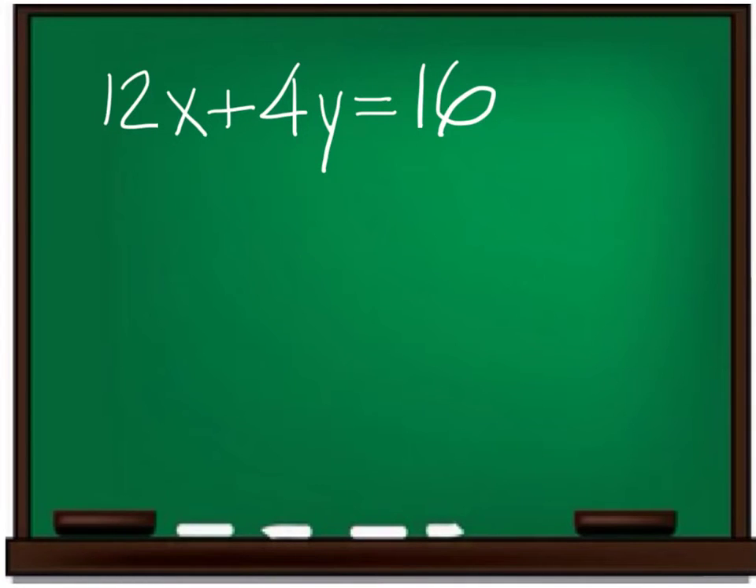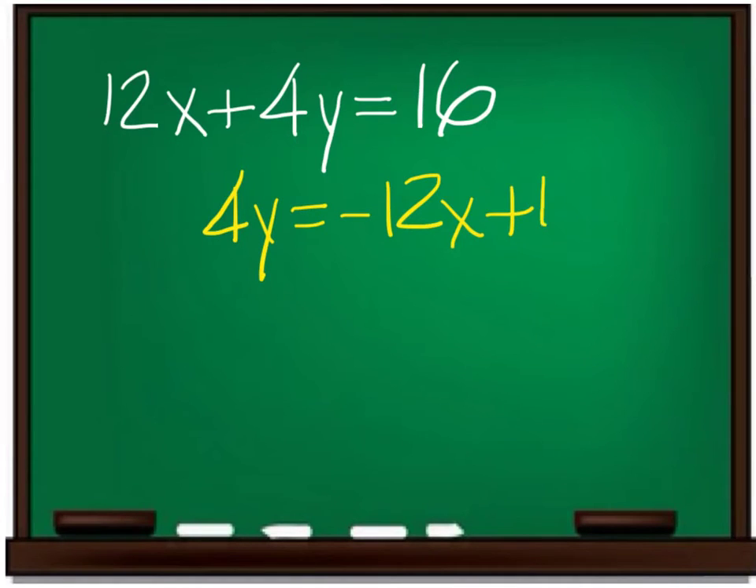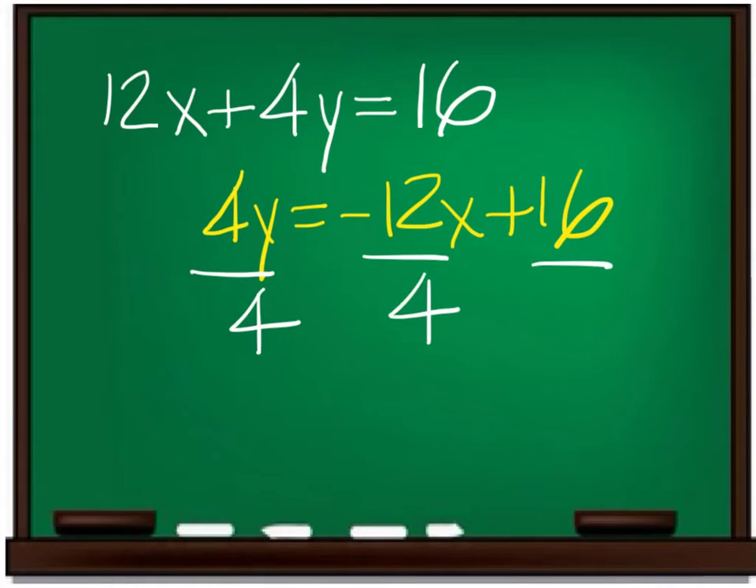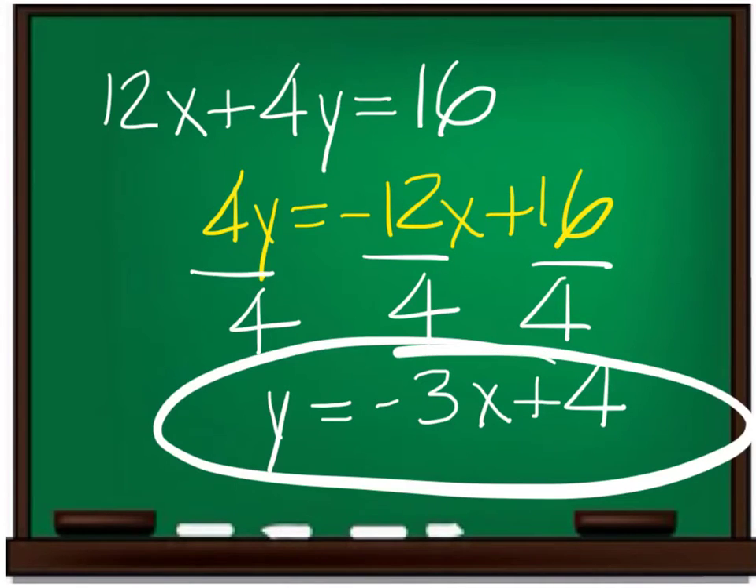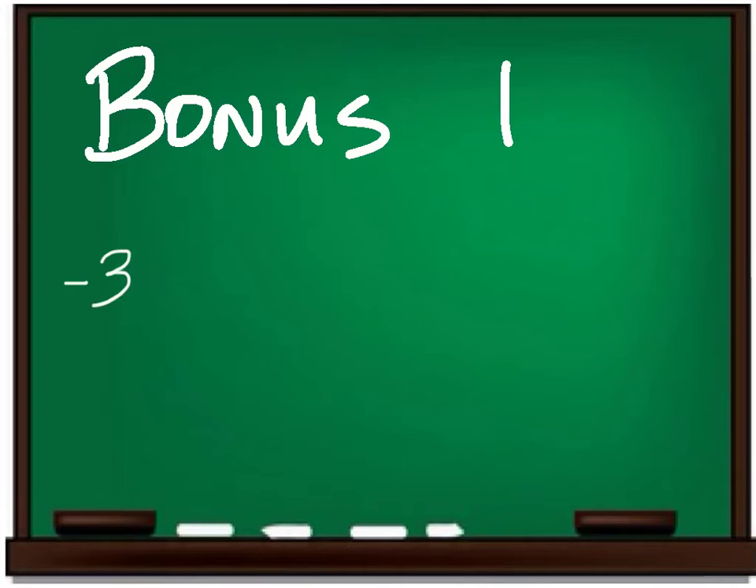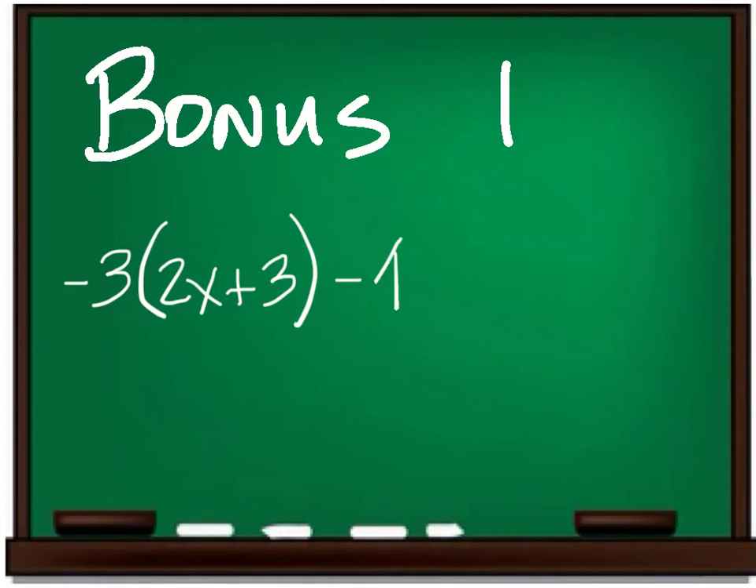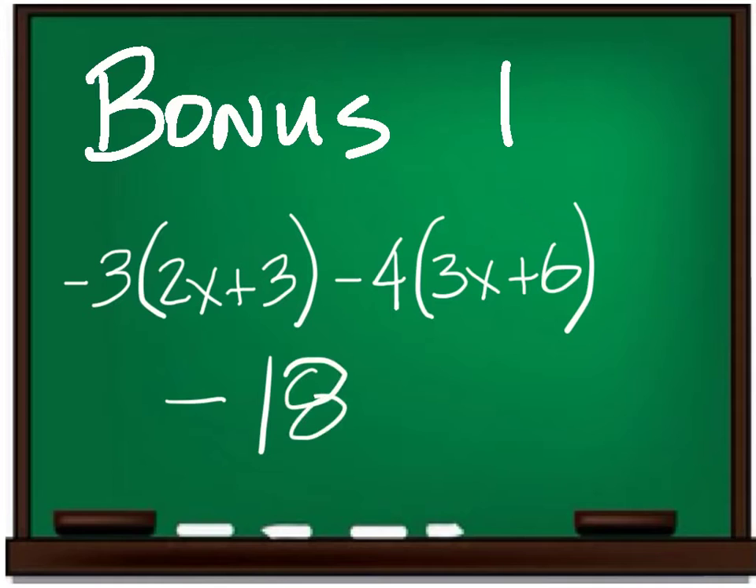You should have 4y equals a negative 12x plus 16 to start with. Divide everything by 4. Y equals negative 3x plus 4. Answer on this one is negative 18x minus 33.